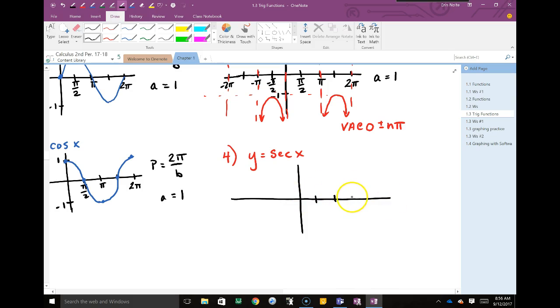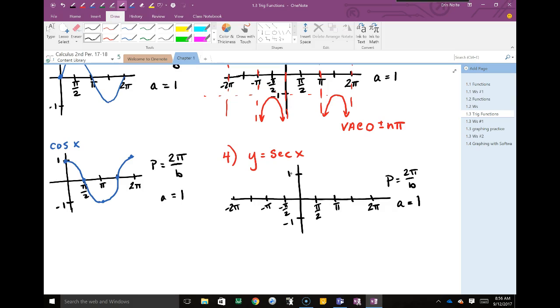So same thing, I'm still going to draw 4 increments to the right. I will also draw 4 increments to the left. Period again, 2 pi over b. So our period for this particular secant function is again 2 pi. Okay, my amplitude, also 1. Hopefully you remember that the cosecant and the secant look very similar as well. The only difference is where those vertical asymptotes hit.